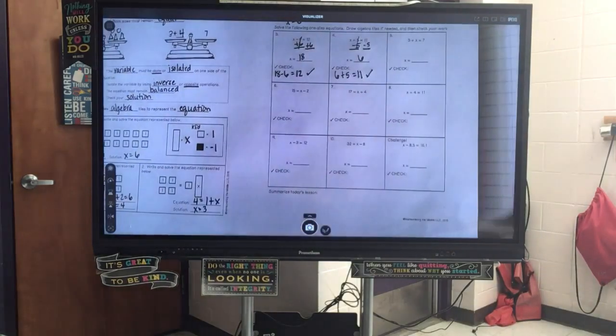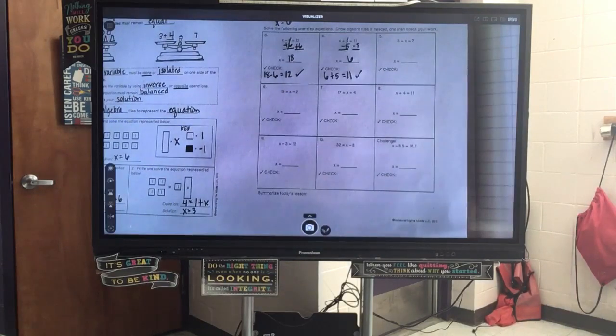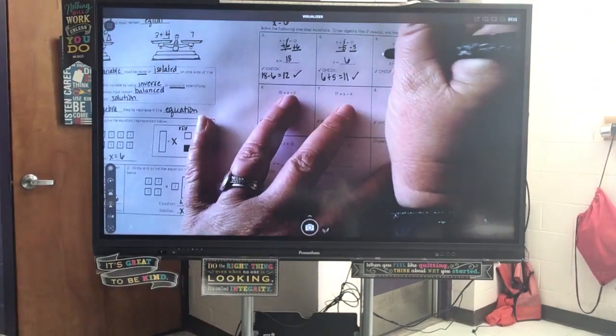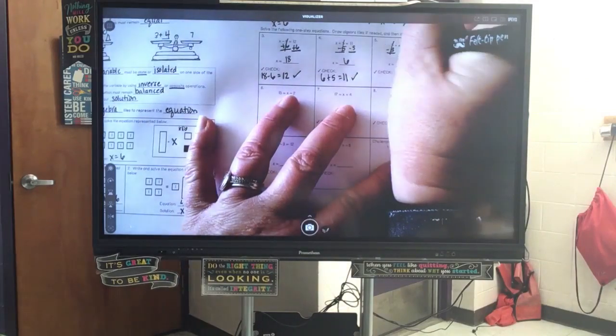All right, number 5 says 3 plus x equals 7. So what do we do here? Because the 3 does not have an operation in front of it. So how do I know what to do? What do you think, Noah? Right, if there's nothing in front of that number, then you know it's a positive. They will always indicate to you if it's a negative. So yes, we are gonna subtract 3 here. That's gonna cancel, subtract 3 there.